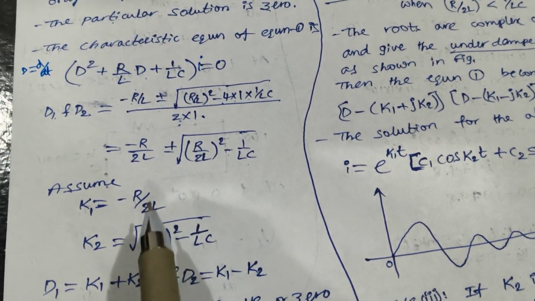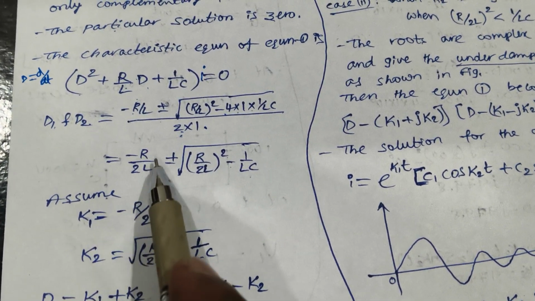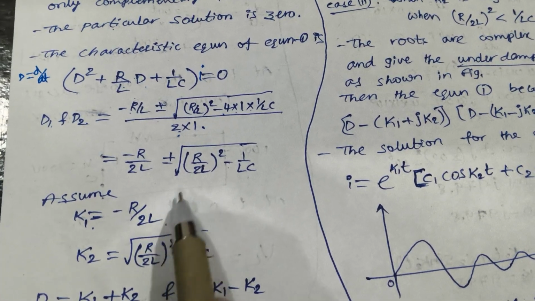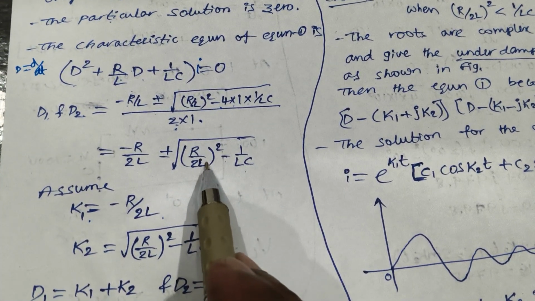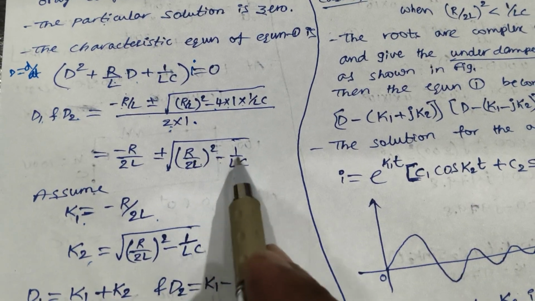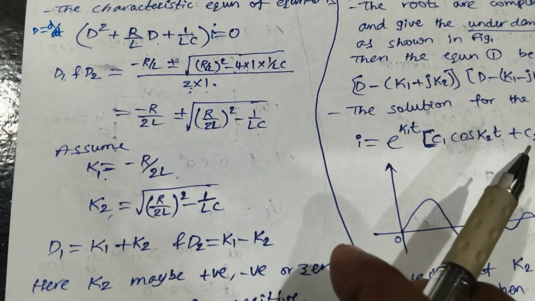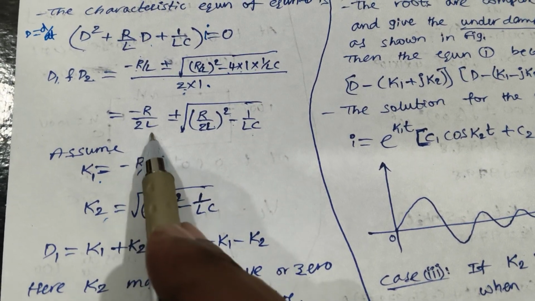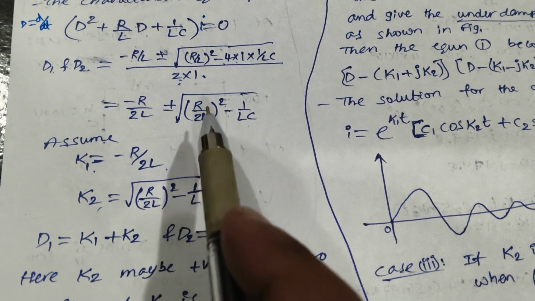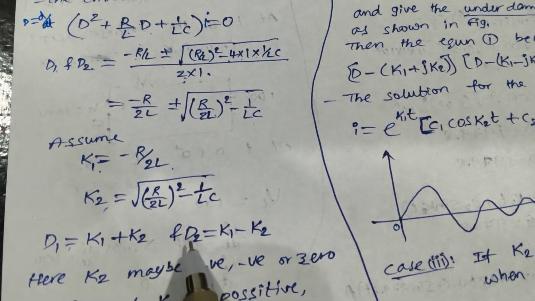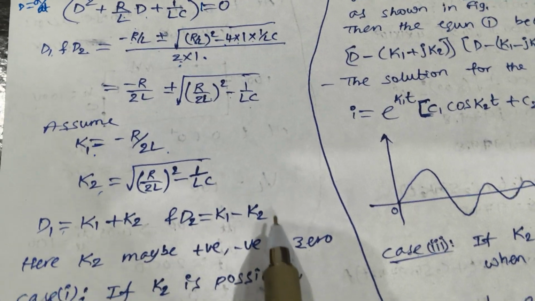For further simplification, here I am assuming the first term k1 is equal to minus R by 2L, and the second term k2 is equal to under root of (R by 2L) square minus 1 by LC. So what are the roots now in terms of k1 and k2? k1 plus or minus k2. That I have written here: D1 is equal to k1 plus k2, D2 is equal to k1 minus k2.